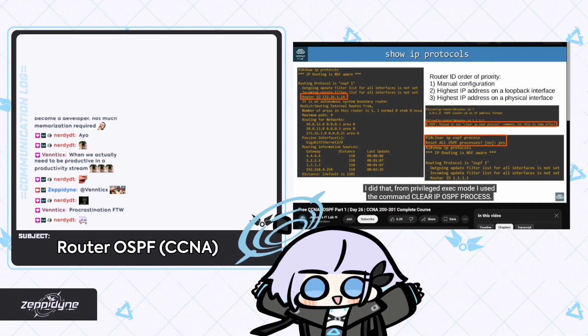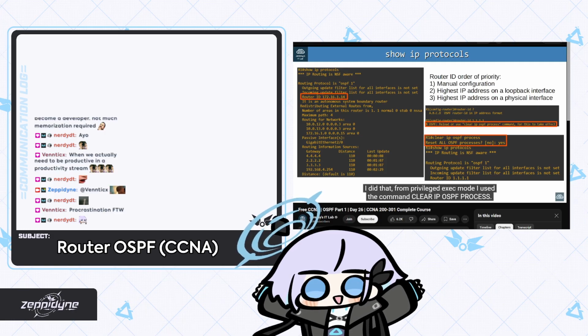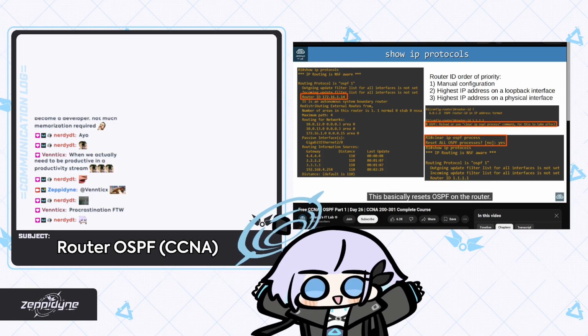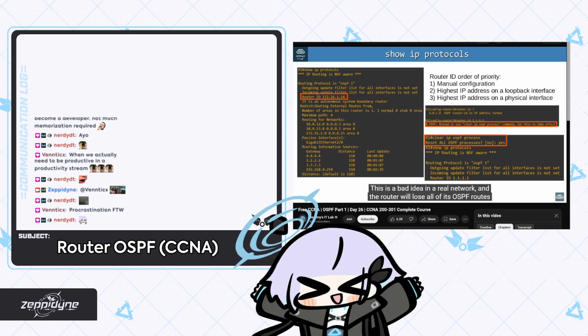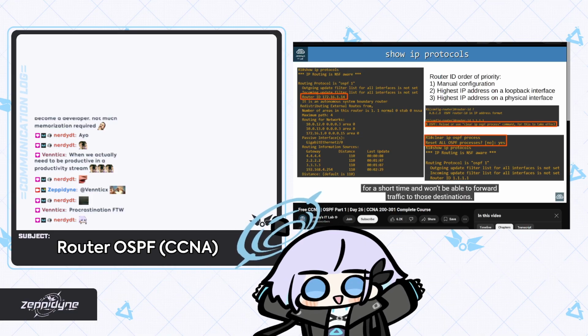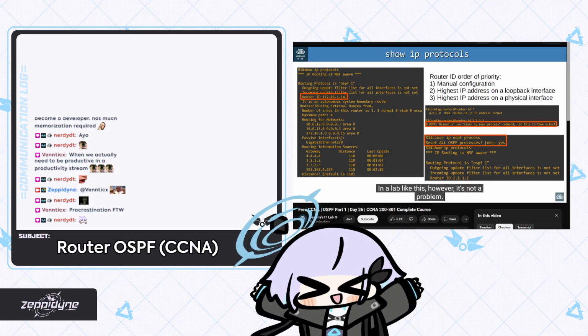I did that. From privileged exec mode, I used the command clear ip ospf process. This basically resets OSPF on the router. This is a bad idea in a real network. The router will lose all of its OSPF routes for a short time and won't be able to forward traffic to those destinations. You're shutting down a network for a bit just for this.